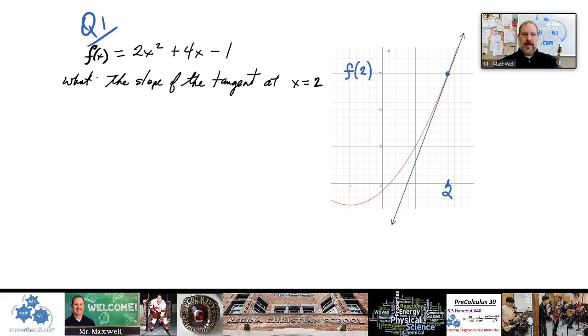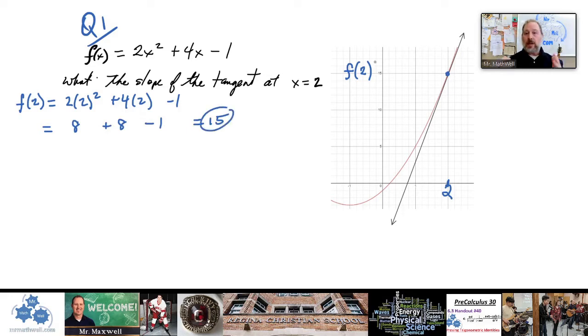It's f of 2. And what is f of 2? Well, we can find out what f of 2 is really quickly by just putting 2 into the function. And so what is this? 2 times 4 is 8, plus 8 minus 1 is 15. Now, we're going to need to know what this value is. f of 2 equals 15. Because we're going to need this for our formula that we just learned.